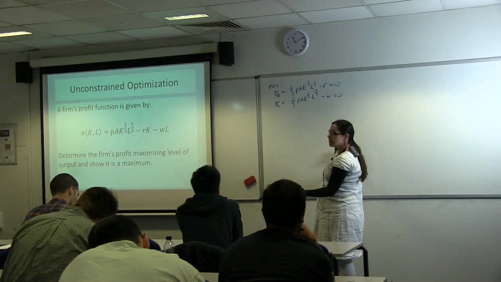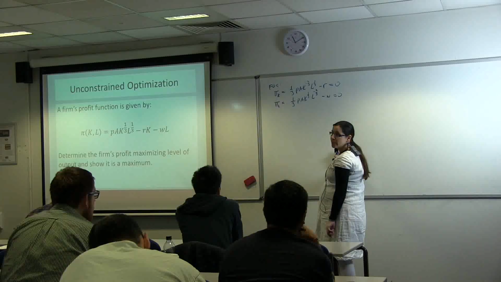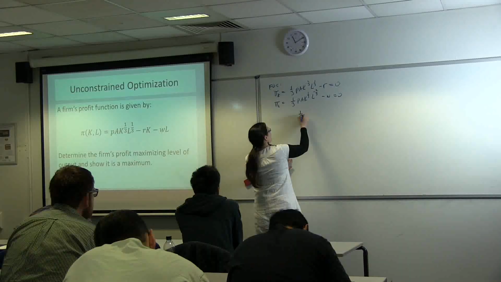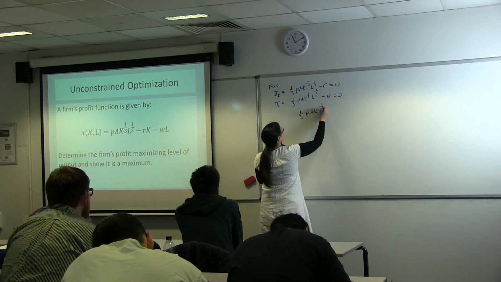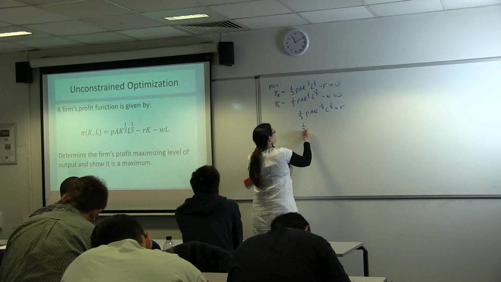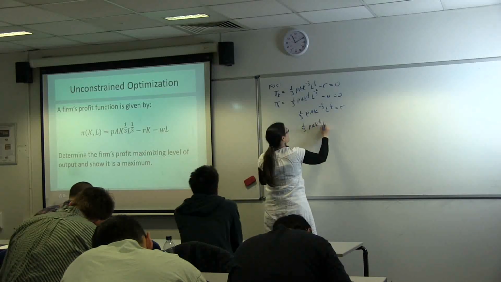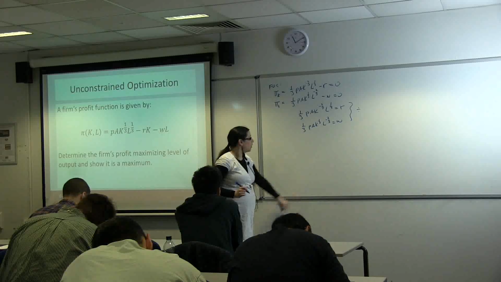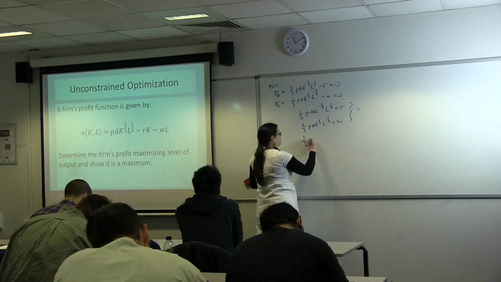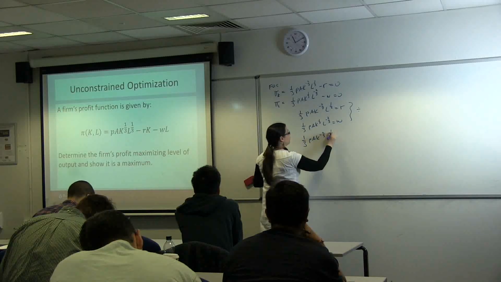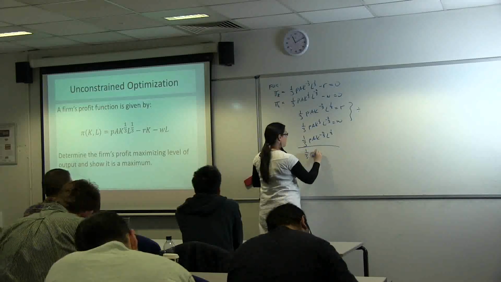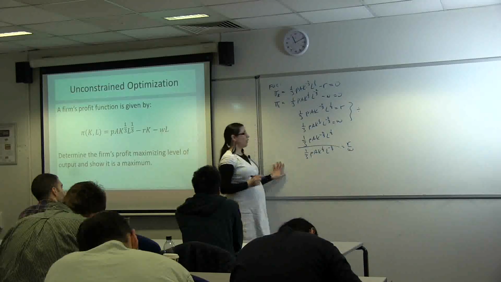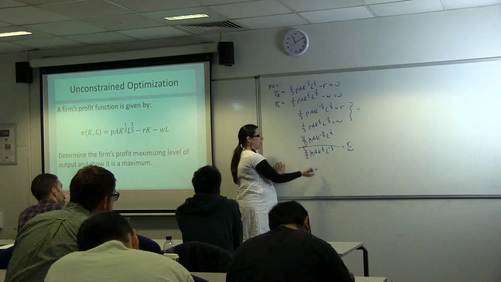So how do you generally solve these equations? I can't divide just yet. I need to put R and W to the other side. So 1/3 P A K to the minus 2/3 L to the 1/3 equals R, and 1/3 P A K to the 1/3 L to the minus 2/3 has to be equal to W, and now I can divide them. So conveniently I can cancel out the third, I can cancel out the P, and I can cancel out the A.